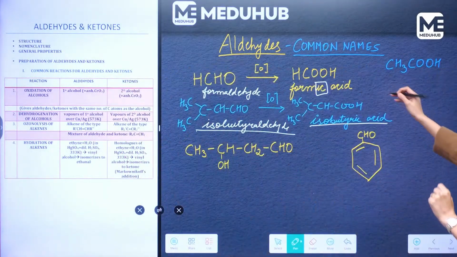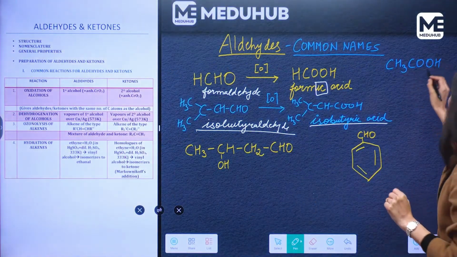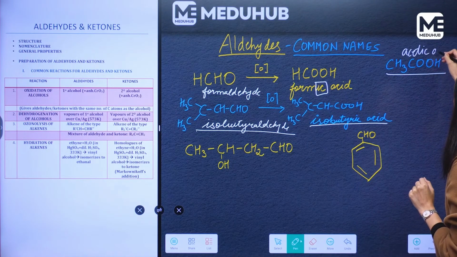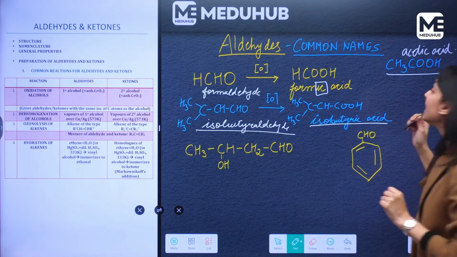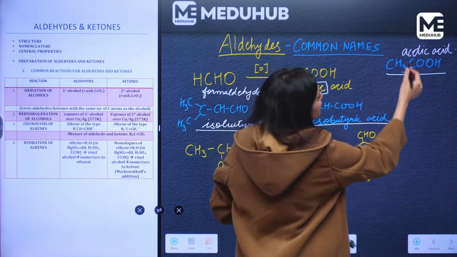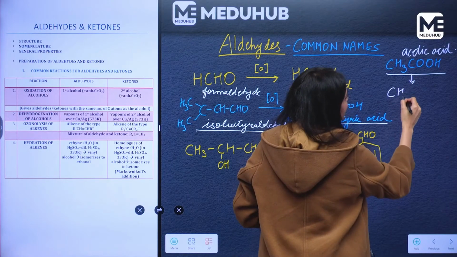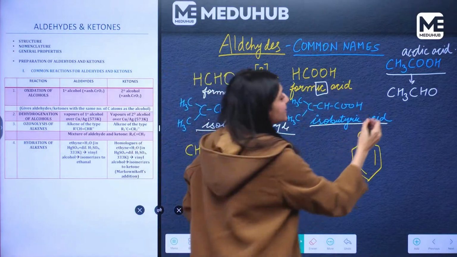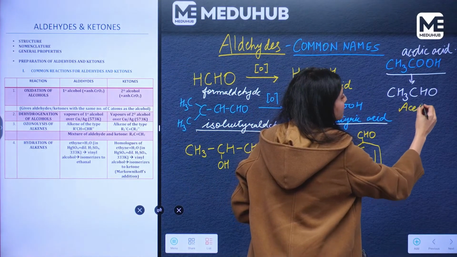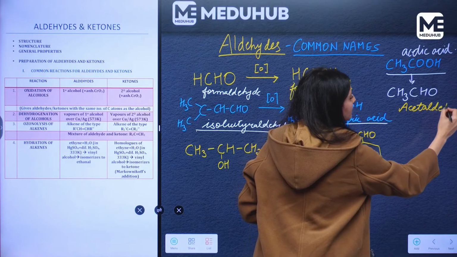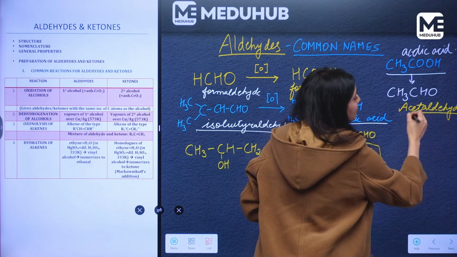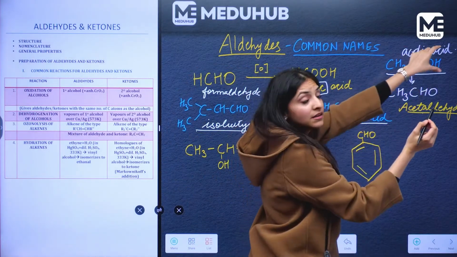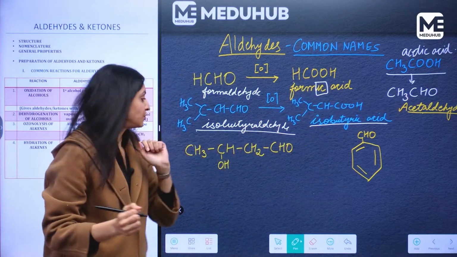Similarly, if you see here, CH3COOH, this is acetic acid. From acetic acid, the aldehyde that can be formed by reduction is CH3CHO. This aldehyde is called acetaldehyde. Acetaldehyde can be formed by dropping the ic of acetic and adding the word aldehyde to it.